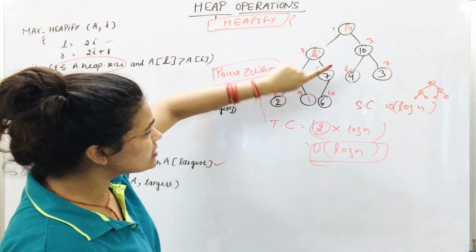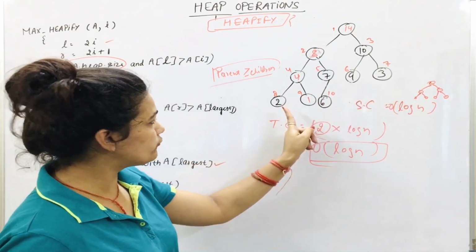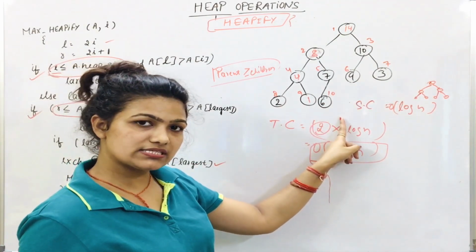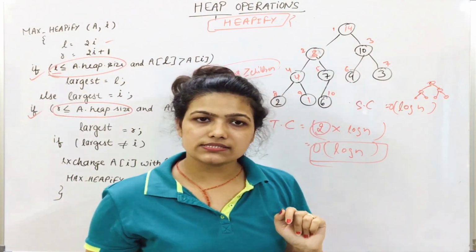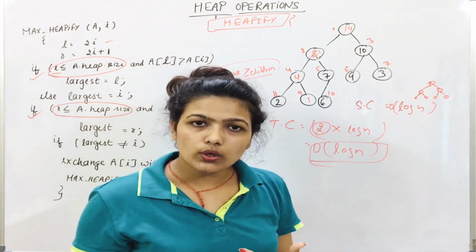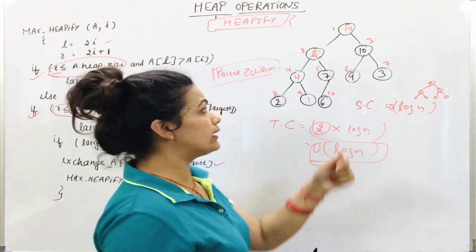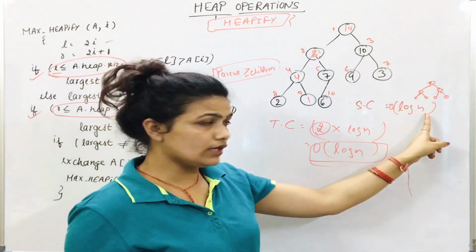Here, what is the first leaf node? 9 is the first leaf node. After this, 3 is also a leaf, this is also a leaf, this is also a leaf, and this is also a leaf. And if we talk about space complexity, what is it? Simply the number of levels in a tree. And we know heap is a complete binary tree, so the tree will grow in log form. So simply log n.